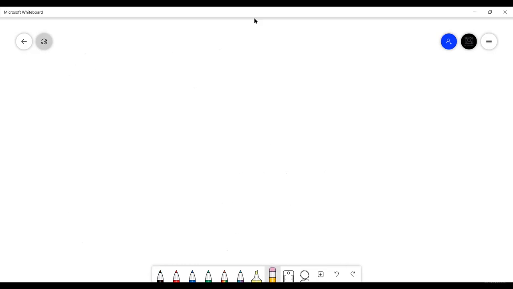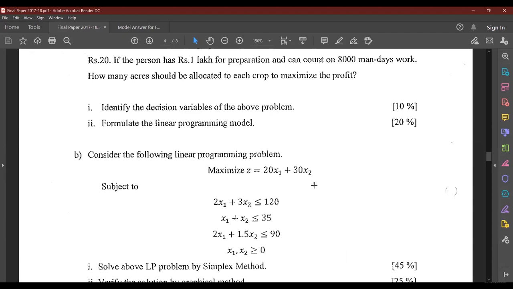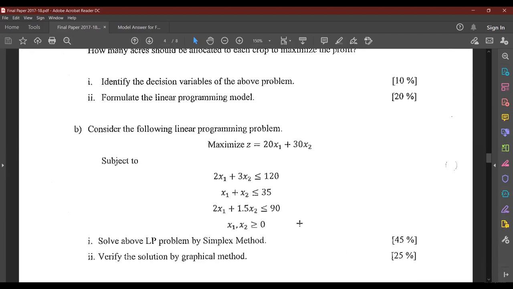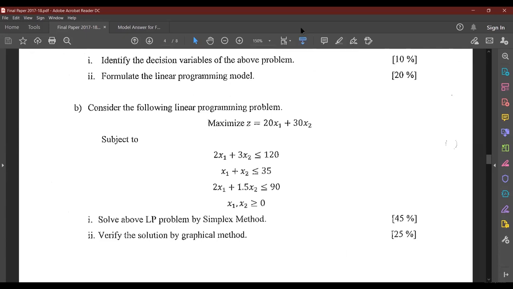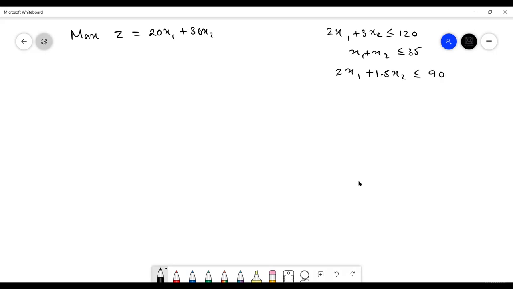The second part of the question is: consider the following linear programming model, and they are asking us to maximize this using the simplex method and verify it. So we'll see. The conditions are: maximize Z equals 20x1 plus 30x2, subject to 2x1 plus 3x2 less than or equal to 120, x1 plus x2 less than or equal to 35, and 2x1 plus 1.5x2 less than or equal to 90, and x1, x2 greater than or equal to 0.